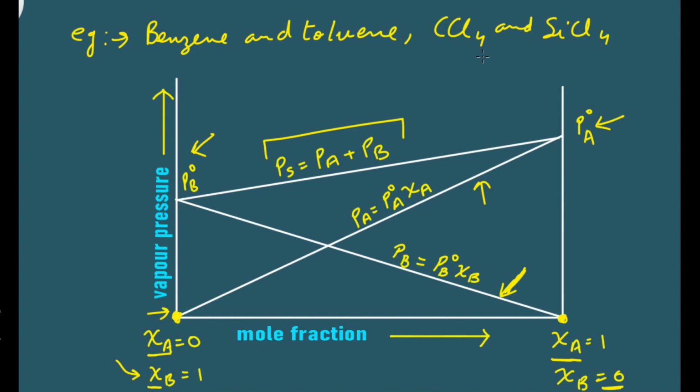I repeat, my statement is: they behave like an ideal solution. These are not ideal solutions. They just behave like an ideal solution, right? Another example, ethyl bromide and ethyl chloride. Now the only difference between these two is the halogen. Otherwise, the compound is almost the same. So similar kinds of solutions behave like an ideal solution. They are not ideal solutions. They behave like an ideal solution.